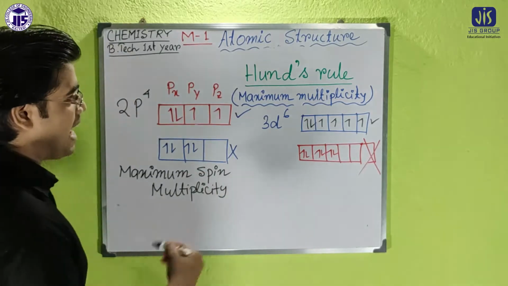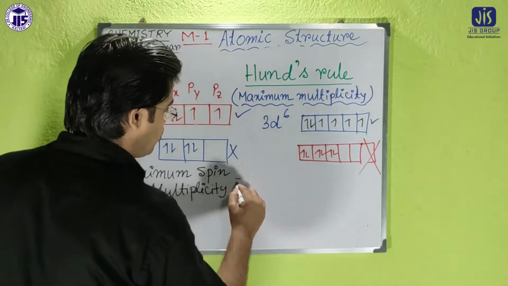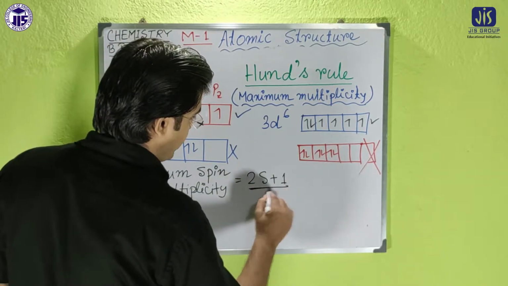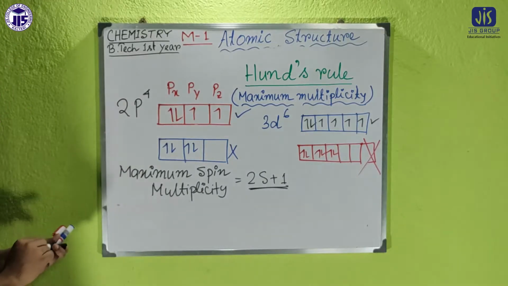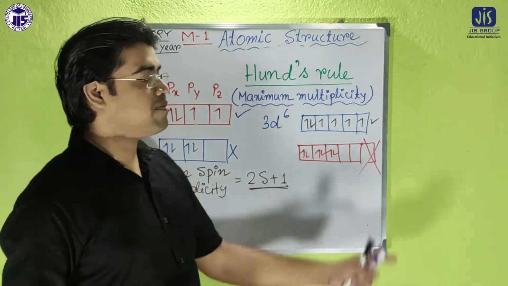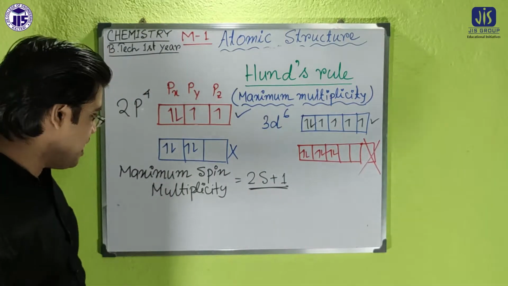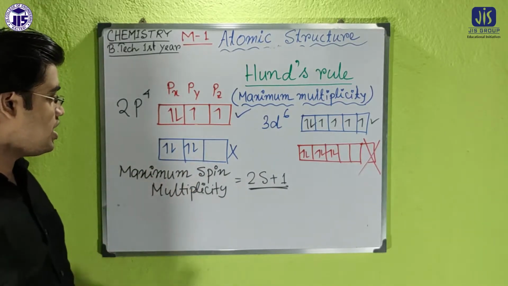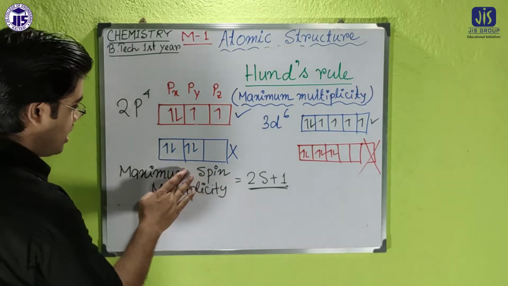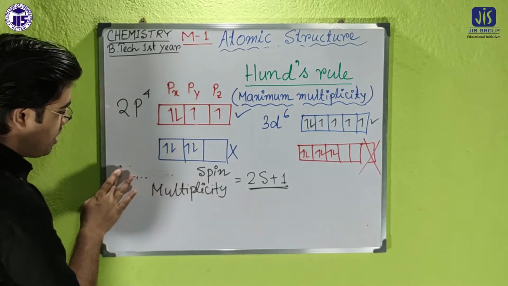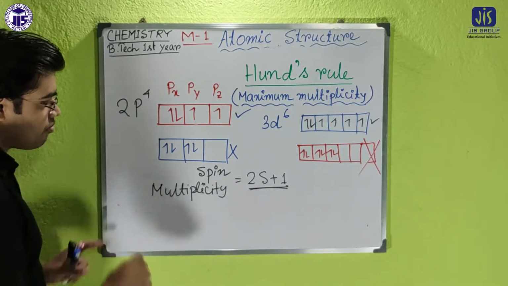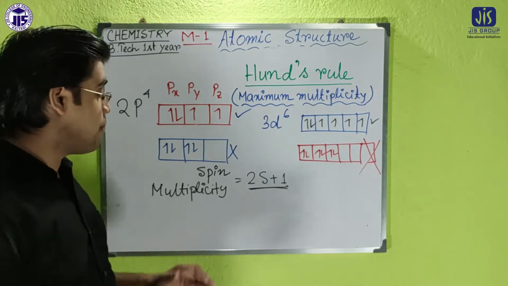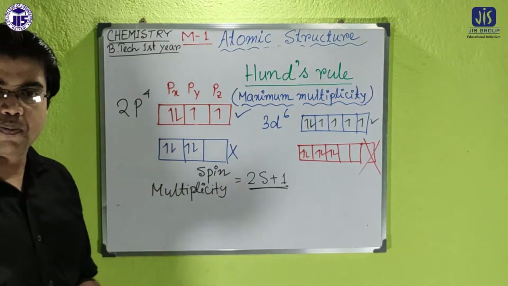So maximum spin multiplicity equals 2S plus 1. Now look here, it is called the maximum spin multiplicity. That means where we get the maximum value, that is the maximum spin multiplicity. So it is actually the spin multiplicity, which equals 2S plus 1. Where we get the maximum value, that will be the maximum spin multiplicity.